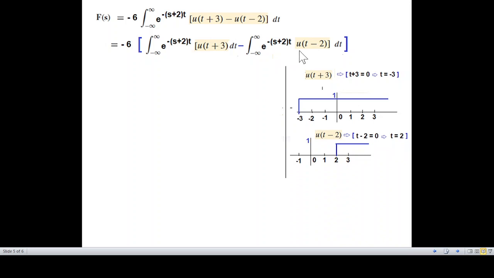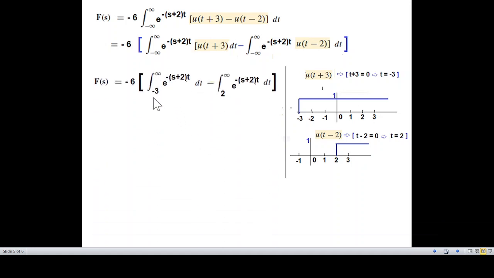Similarly, u(t-2), same logic. Here, now t will be equal to 2. That means this function will start from t is equal to 2. So in this case, the limit now will be from 2 to infinity.